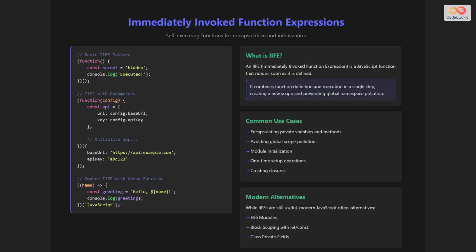Here is an example of a modern IIFE using arrow function syntax. Common use cases of IIFE include encapsulating private variables and methods, avoiding global scope pollution, module initialization, one-time setup operations, and creating closures. Modern alternatives to IIFE are ES6 modules, block scoping with let and const, and class private fields.